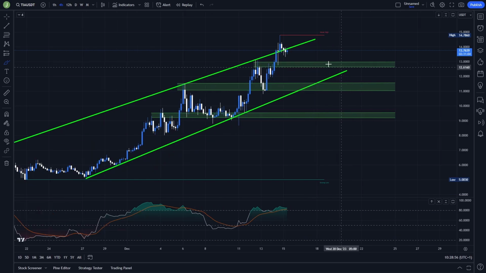So right now I'm watching these three support areas. The first one is between 13.01 and 12.65. The second one is between 11.53 and 11.05, and the last one is between 9.54 and 9.20 approximately.